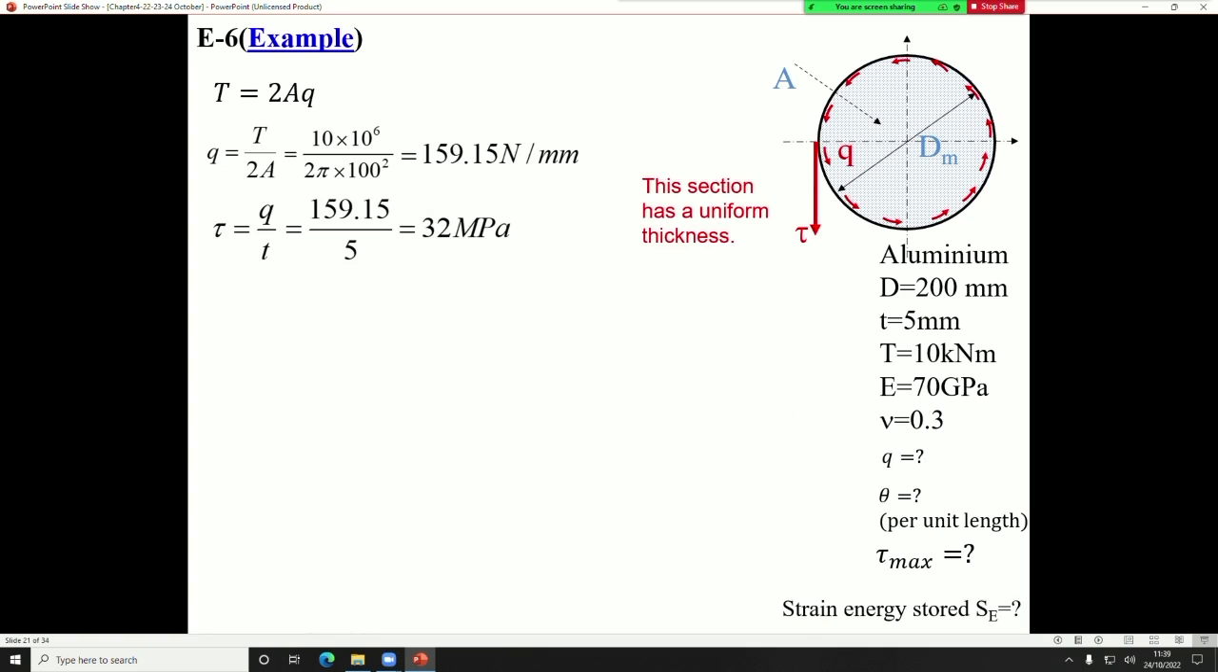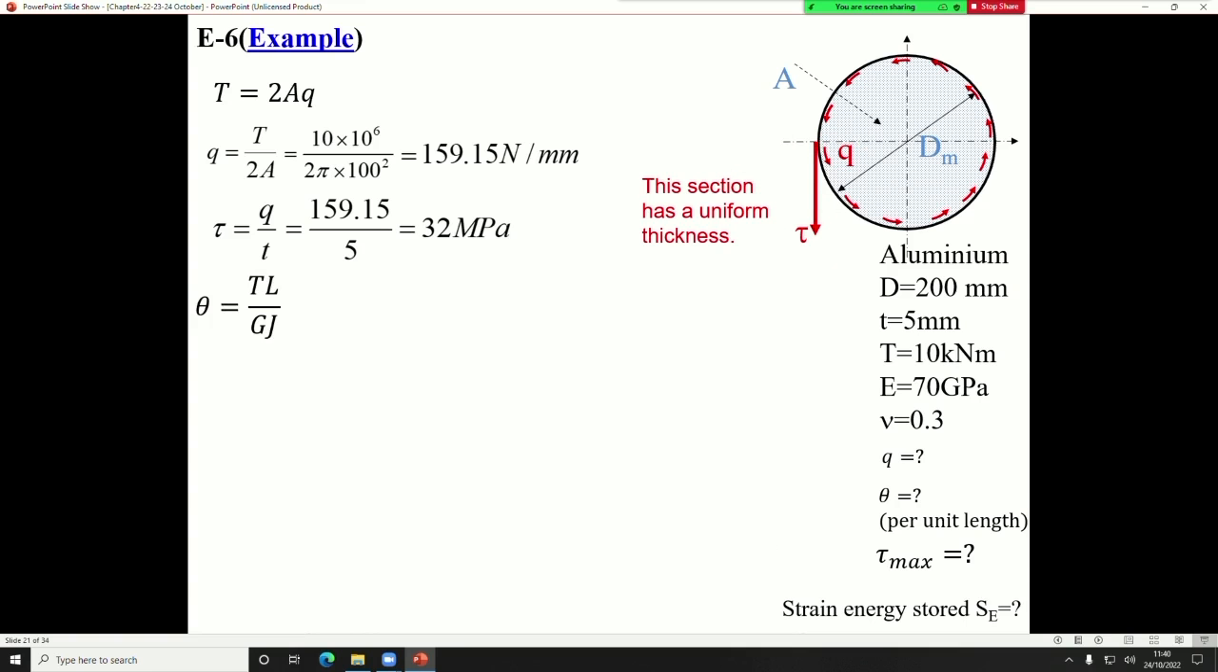Now, I showed you for solid circular cylinders or hollow tubes, the shear stress had a linear variation. Because here the thickness is very, very small, we can ignore the through-thickness variation of shear stress. So you can see I've shown the shear stress by just one arrow. I don't show it here as a profile through the thickness, the way I did for a tube. But because the thickness is very small, we ignore any variation of stress through the thickness. And that is equal to 32 megapascals.